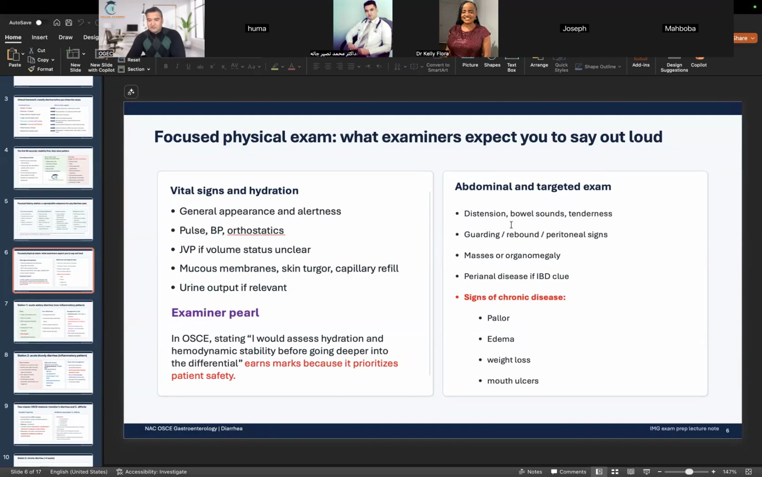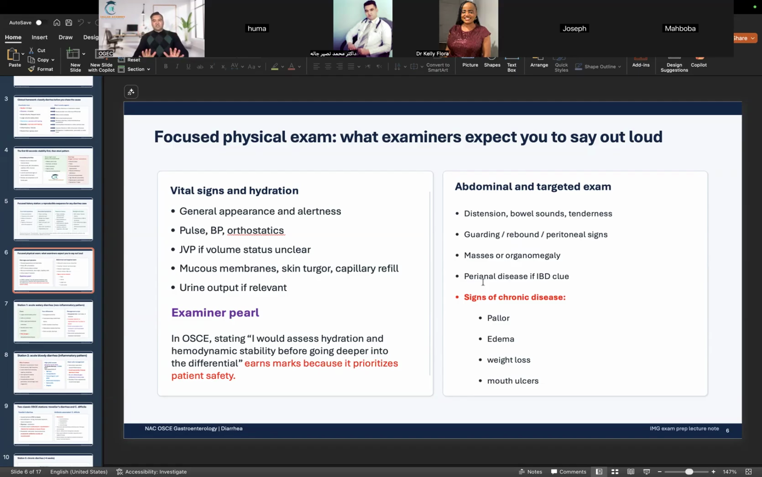In the inspection, we need to comment on distension, whether the patient has a distended abdomen, whether it is normal or flat. For bowel sounds, we have to listen in the 4 quadrants and report if there are any. Check for tenderness, guarding, rebound, peritoneal signs, mass, or organomegaly. We have to verbalize any finding that we have in the abdomen. Otherwise, the examiner doesn't know.